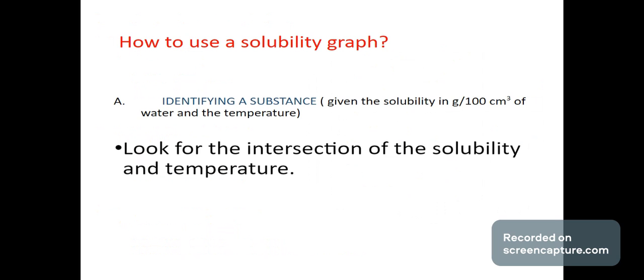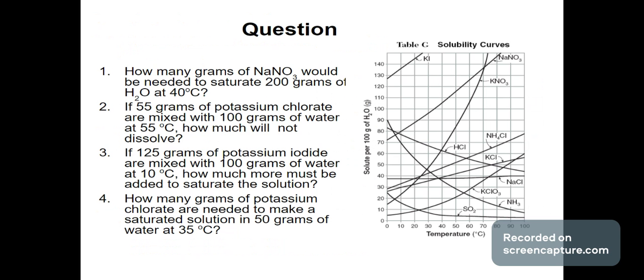So how to use a solubility graph? You identify the substance with a given solubility, which is in volume itself. Sometimes you may have grams per 100 centimeters or grams per milliliter. Both of those units are volume in itself, three-dimensional. You look for an intersection of the solubility level and the temperature at all times.